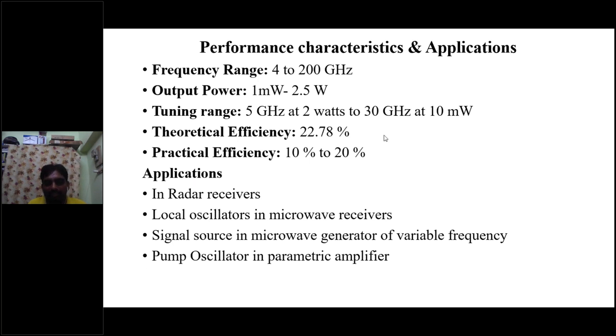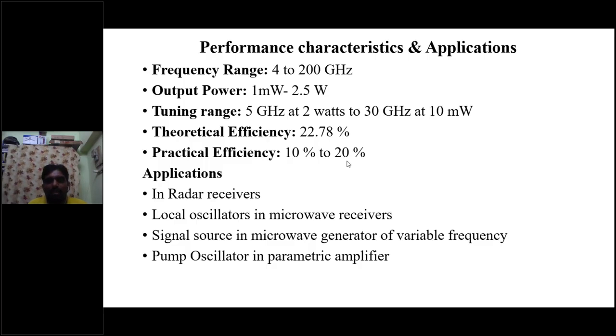And finally, we can use it as a pump oscillator in parametric amplifiers. We know there are different types of amplifiers, but in microwaves we have the helix traveling wave tube. In all those cases we are using a parametric amplifier, and for that parametric amplifier we can use the reflex Klystron oscillator as a pump oscillator.